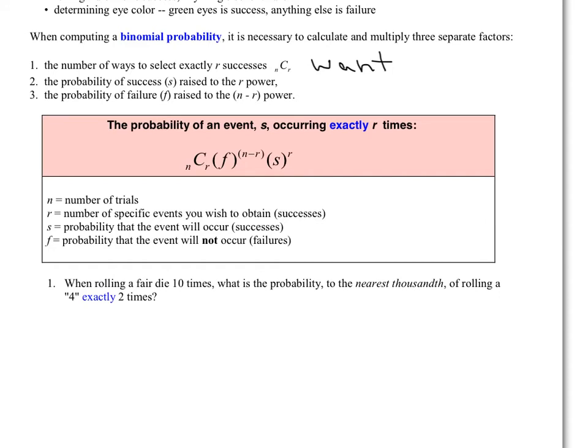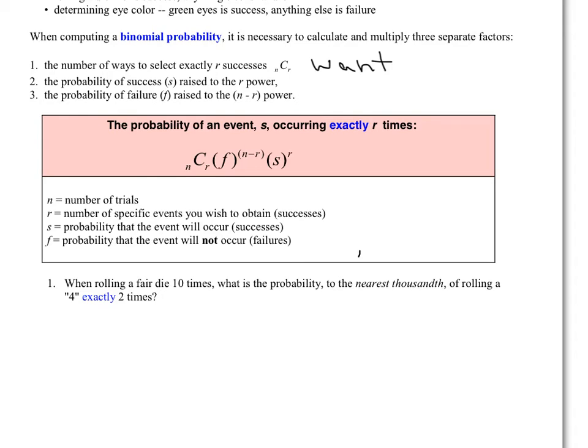The formula for the probability of an event occurring exactly R times is nCr, where nCr is that combination calculation that we did yesterday, times the probability of failure raised to the n minus r power, times the probability of success raised to the r power. All of these letters are defined. N is the number of trials, R is the number of specific events you wish to obtain as success, S is the probability that the event will occur, and F is the probability the event will not occur.